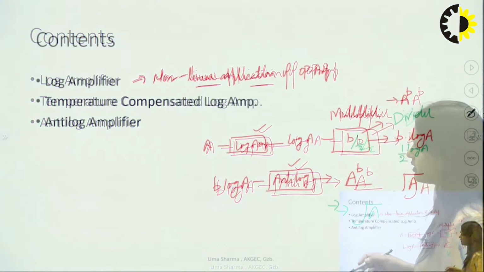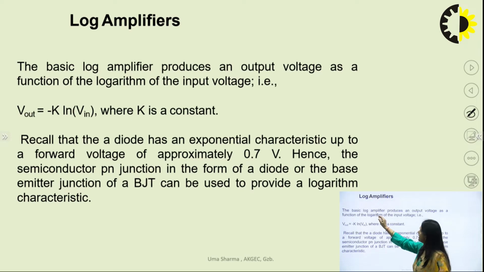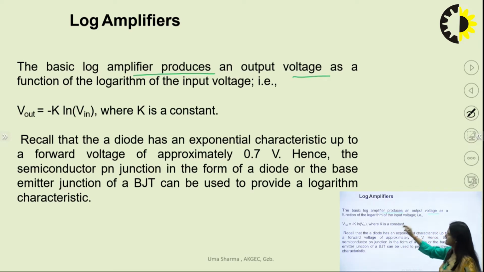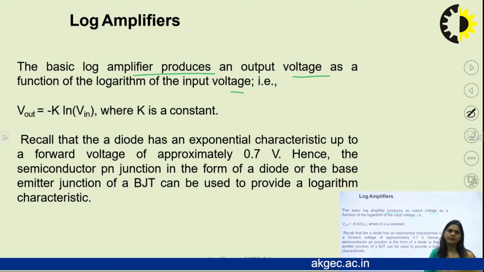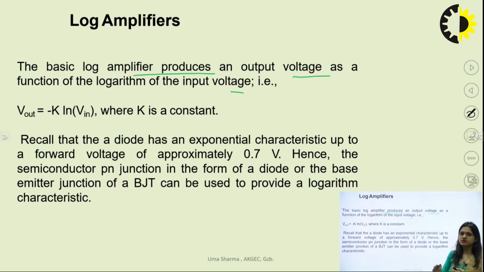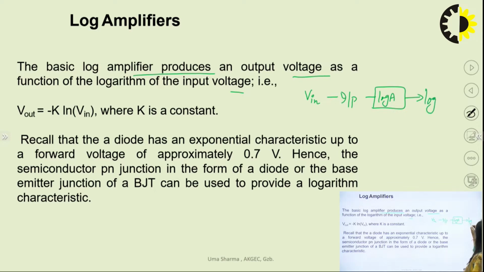So let's see. A basic log amplifier produces an output voltage as a function of the logarithm of the input. As I have already told you, this log amplifier is a non-linear application of op-amp. Let's understand the meaning of non-linear. Suppose V in is the input signal. When we pass this input through a log or anti-log amplifier, the output will be log of V in or anti-log of V in. You can see that no linear relation exists.